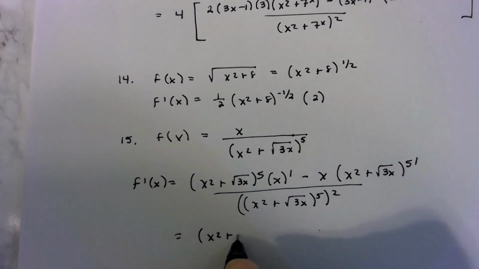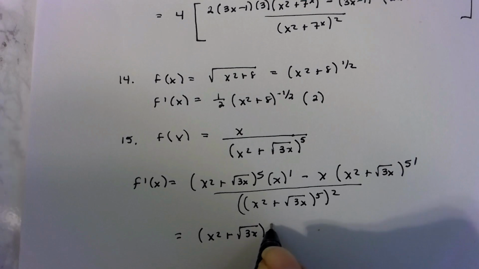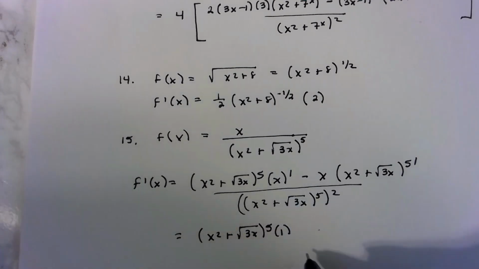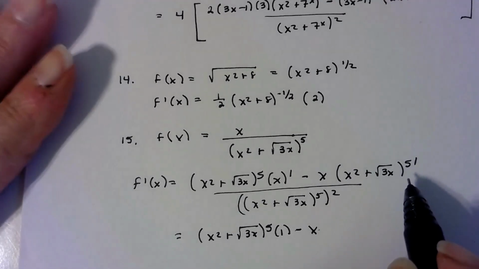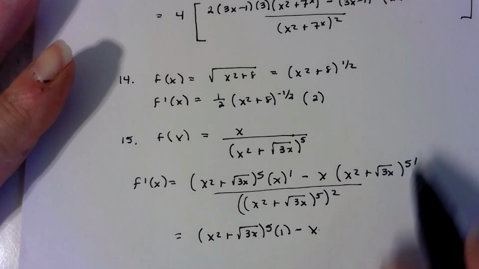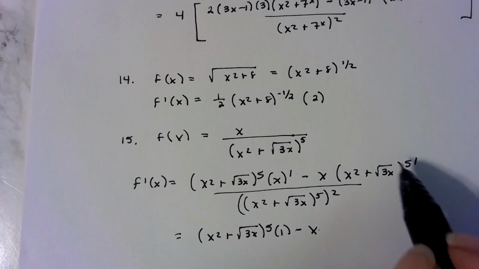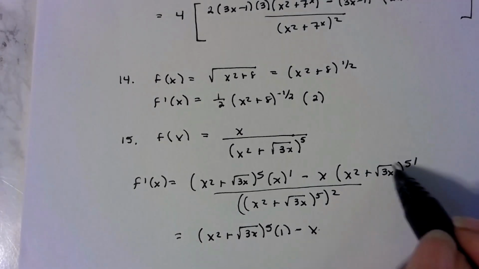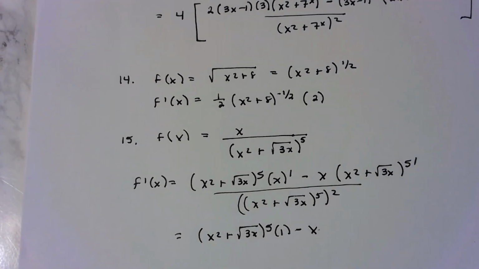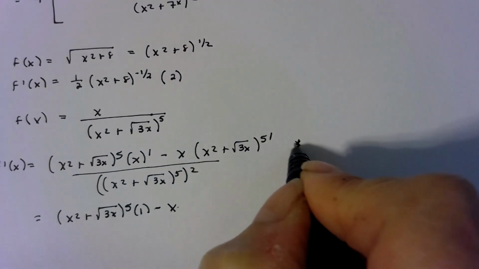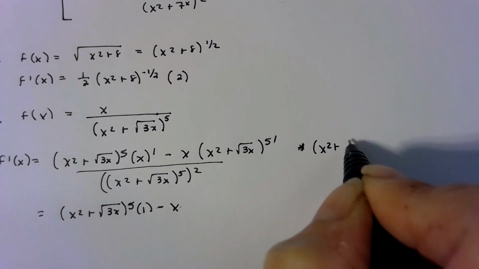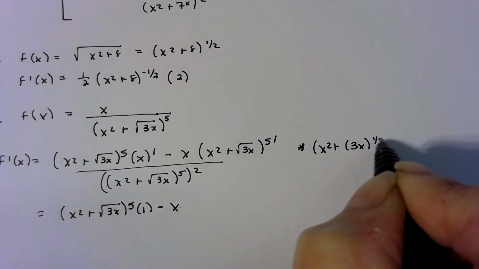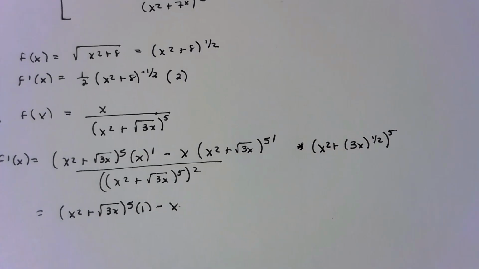X squared plus root 3x to the 5th times 1. Derivative of x is 1. Minus x. Now here I'm going to have to use the chain rule. And after I use the chain rule, when I take the derivative of the inside, you notice I'm going to have another little chain rule when I hit this term. Okay, so, side note over here, you can rewrite that term as x squared plus 3x to the 1/2 all raised to the 5th.